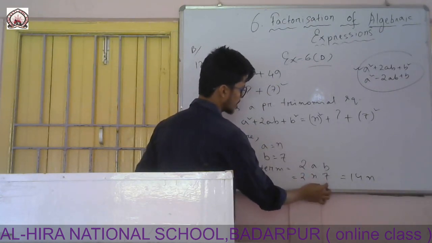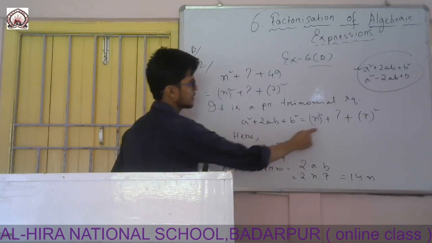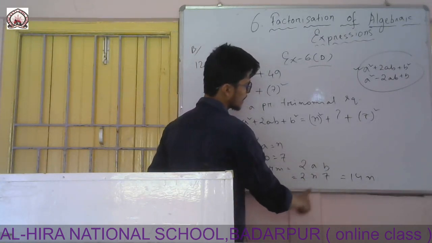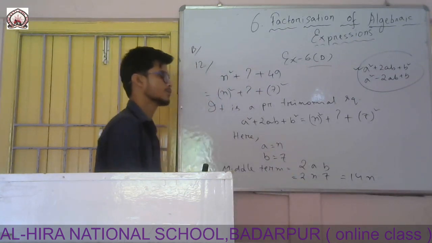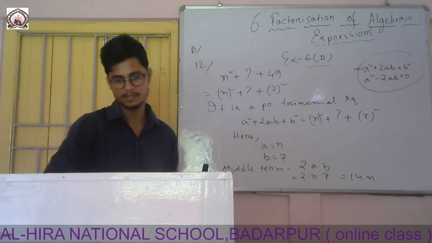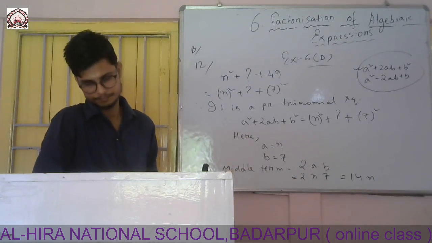So if I find the value of twice ab, then in this case a is n and b is 7. So 7 and n I wrote, and 7 2s are 14 into n. So you write, therefore the missing term is 14n.